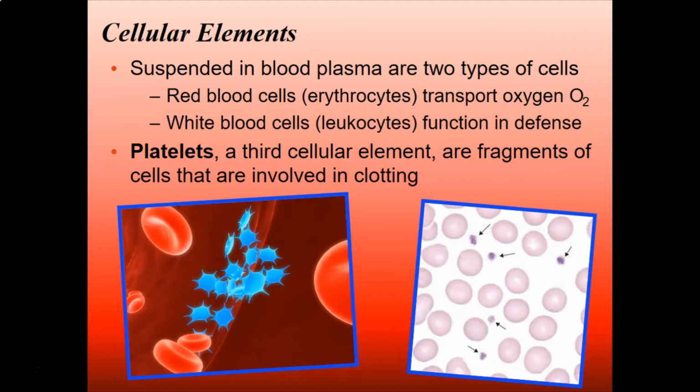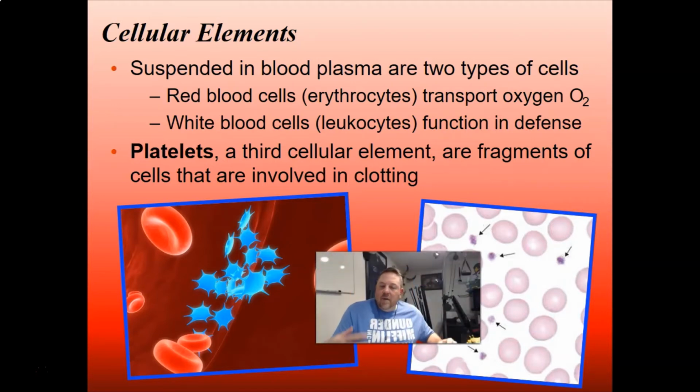Now, the cellular components of your blood, there are two main types, right? You have red blood cells and white blood cells. Red blood cells are erythrocytes, and their main function is really just to transport oxygen on their hemoglobin, right? Whereas white blood cells are for your defense. They keep us safe, which again, next unit we'll get more into. Platelets, a third cellular element, are just fragments of cells that are involved in clotting. Okay, they're kind of sticky if you want to think of it that way. When you have a wound, they just kind of pack into the wound.